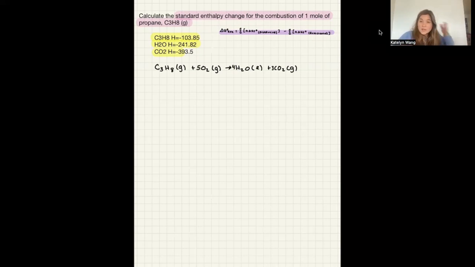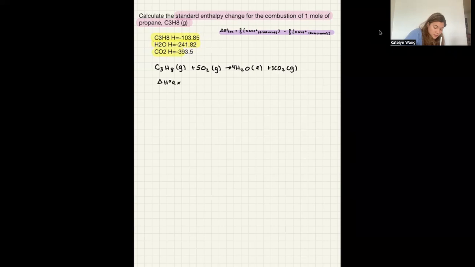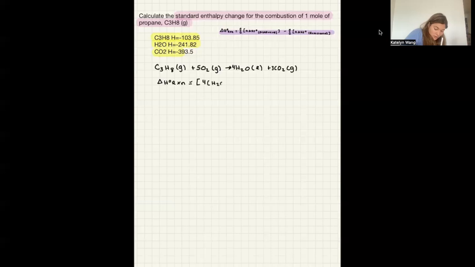So now that we have our balanced equation, let's go ahead and write out what our formula is going to look like without the numbers. So the numbers you see up here are the standard enthalpies of formation that we're going to use to calculate the standard enthalpy change. So the change in enthalpy for this reaction is going to equal the products. So it's going to be H2O and carbon dioxide. So it's going to be 4 times the standard enthalpy of formation for H2O plus 3 times the standard enthalpy of formation for CO2.